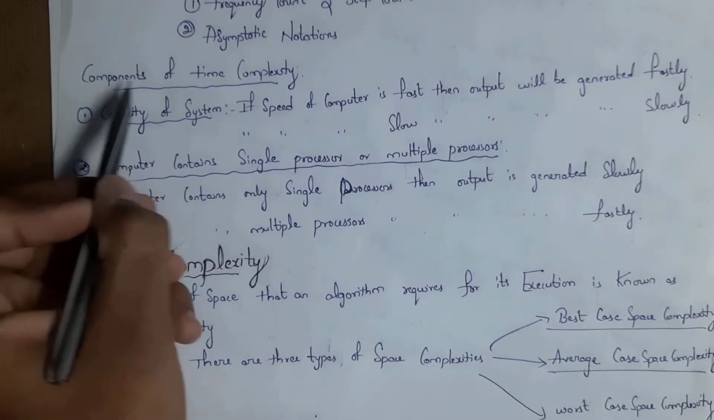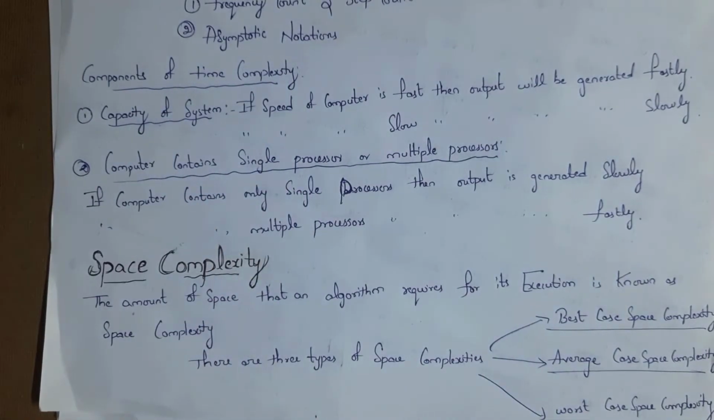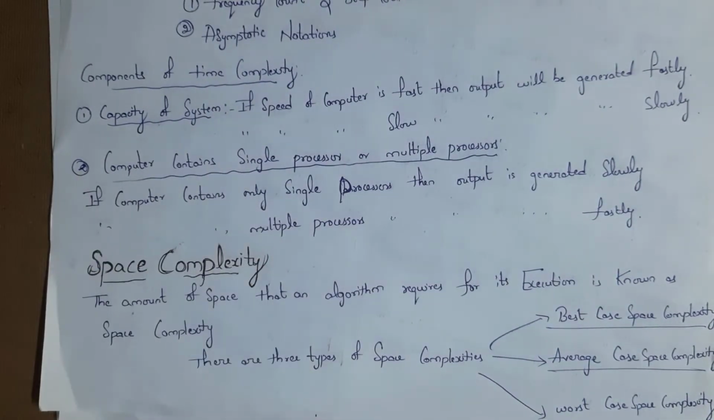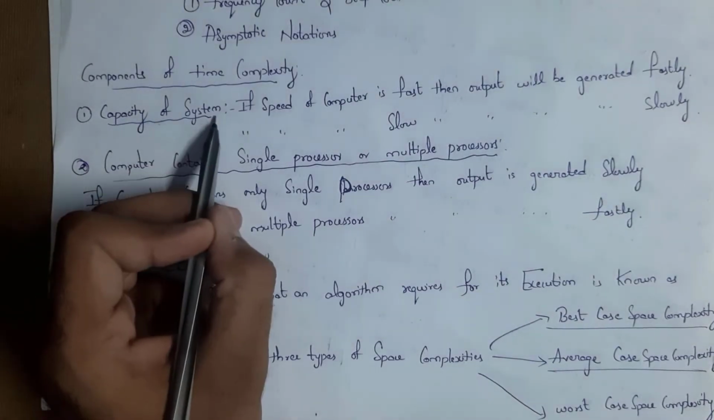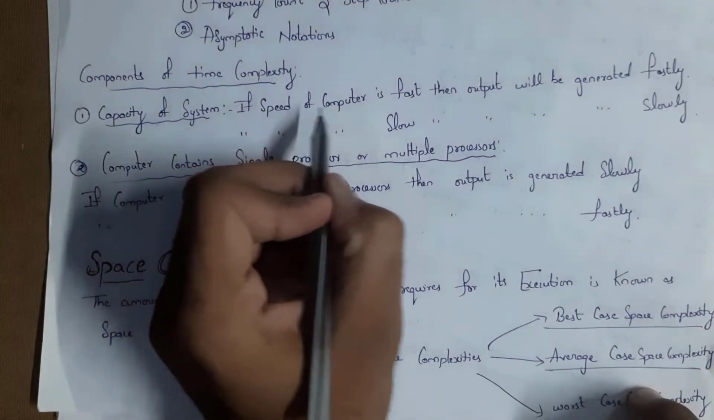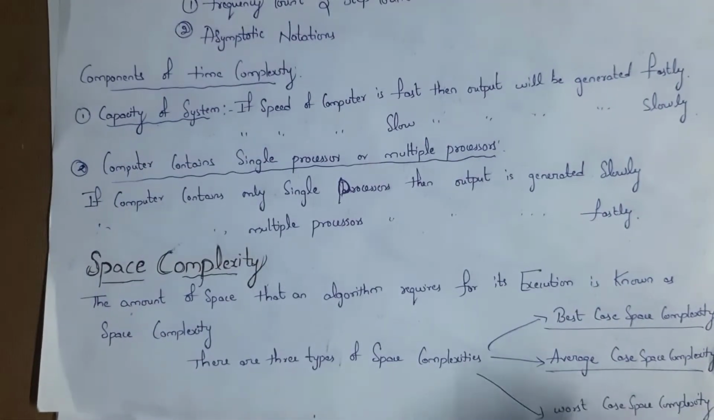Now I will explain components of time complexity. There are two components of time complexity. First one is capacity of system, and second one is computer containing single processor or multiple processors. I will explain first one, that is capacity of system. Capacity of system depends upon various factors such as RAM, processor, and type of Windows that we are using in system, and so on. So if speed of computer is fast, then output will be generated fast, but if speed of computer is slow, then output will be generated slowly. This is known as capacity of system.